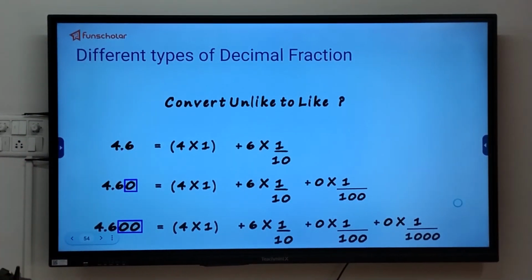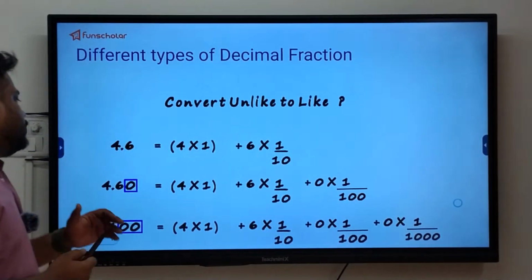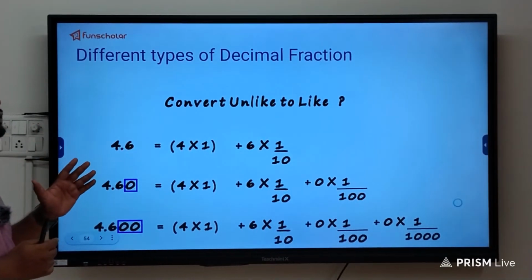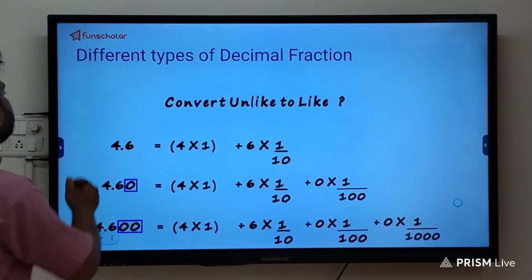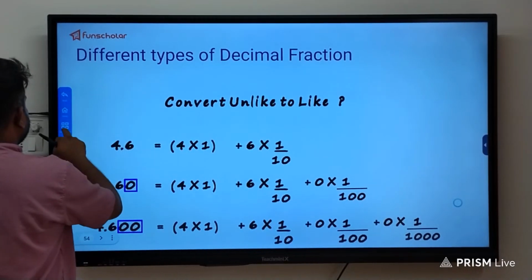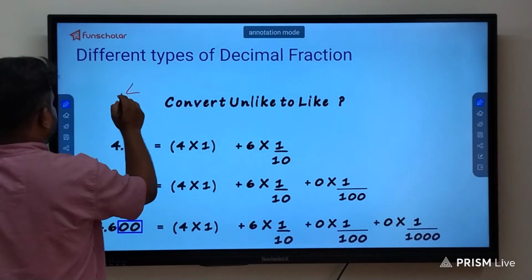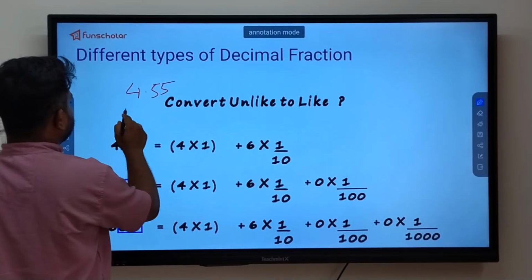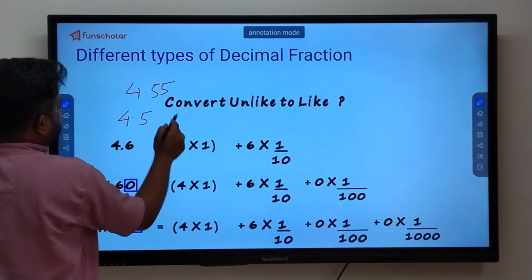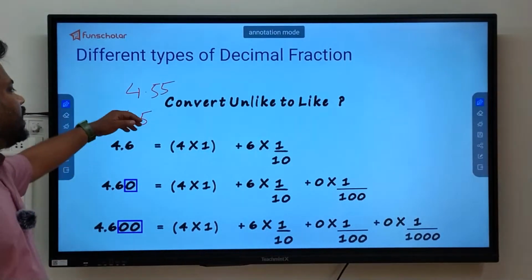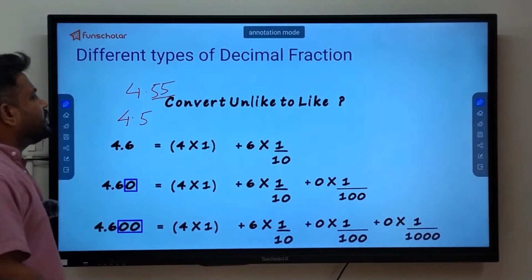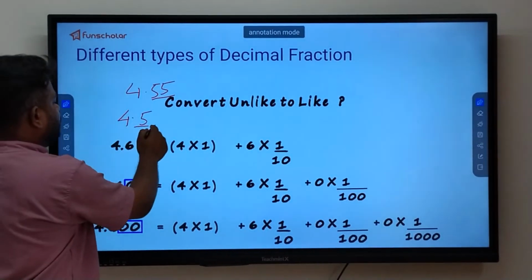Okay, different types of decimal fractions: convert unlikely to likely. We can turn any unlikely fractions into likely fractions. Just like if I write these two fractions, 4.55 and 4.5, yes, you can tell me that they both are unlikely fractions. Why? Because one has two numbers after the point and the other has only one number.